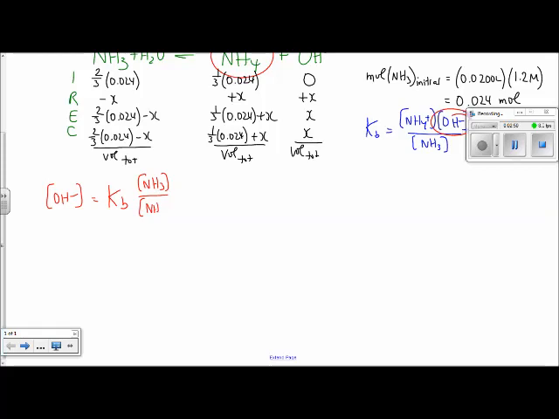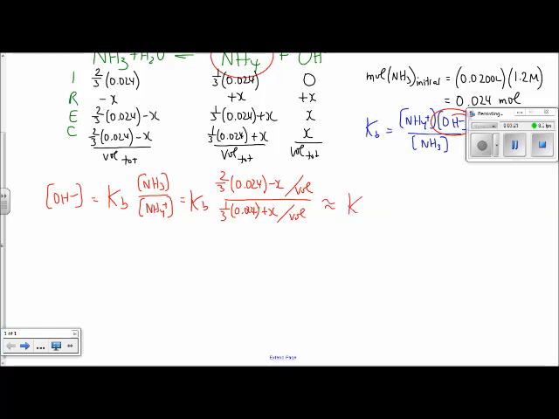The hydroxide ion molarity will be Kb times the ammonia divided by the ammonium ion. We'll leave Kb as it is. We'll put in those equilibrium concentrations of ammonia divided by that volume, and the ammonium ion divided by that volume. You notice that there are those X terms in there, which could make the math difficult, but we'll make an assumption to get rid of those.